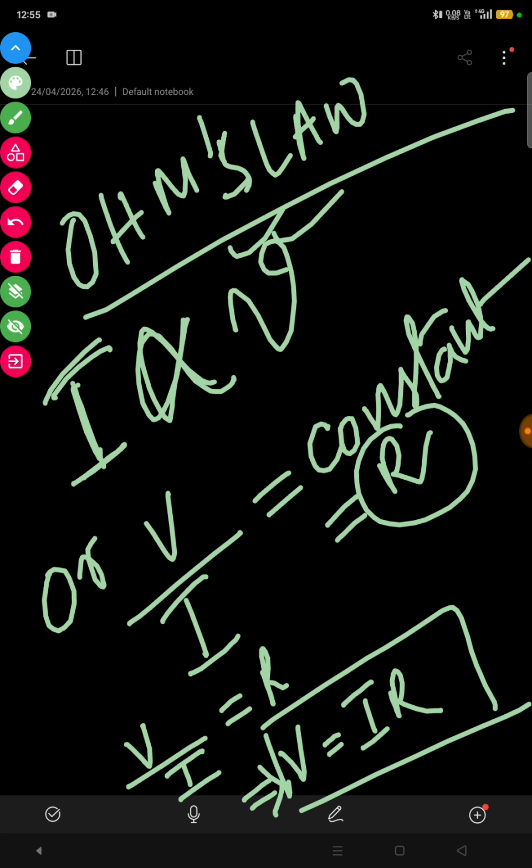Here R is the resistance, which is constant. At a given temperature, the resistance offered is constant for a given conductor. This is very, very important: the resistance R is constant at a given temperature for the given conductor. So V is equal to IR.